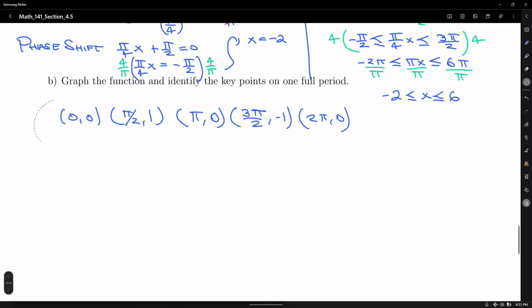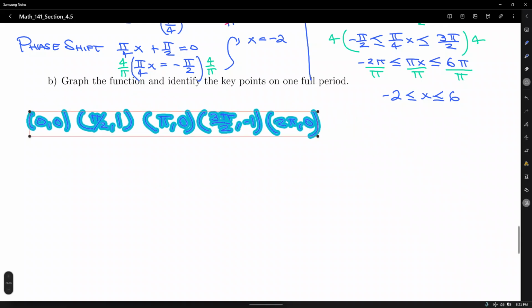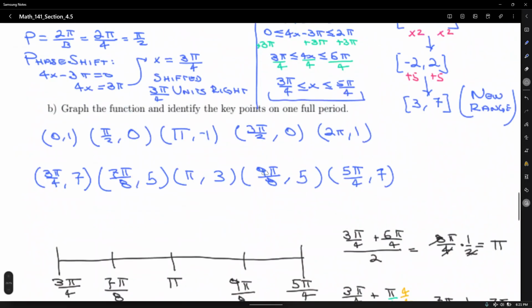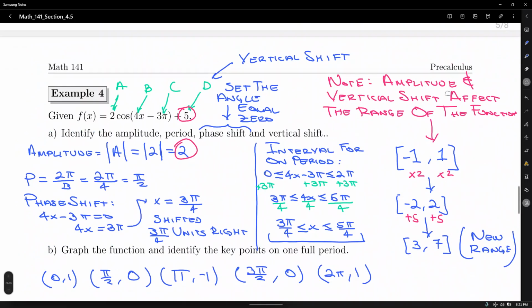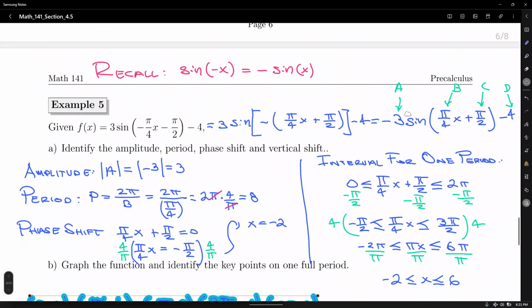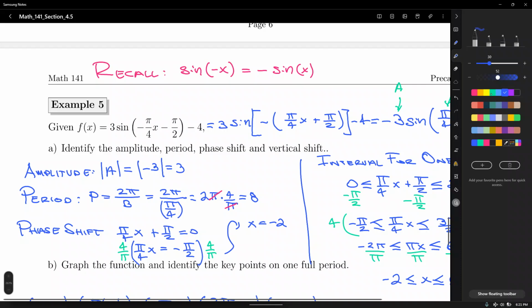Also, before we calculate the new points, something I forgot to do is to calculate the new range of the function. Because again, coming back to the previous example, the amplitude and the vertical shift affect the range of the function. I'm going to start with the range of negative 1 to 1. In the previous example, we multiplied the y values by 2 and then added 5 units. In the next example right here, let me highlight so you can see what we're going to do.